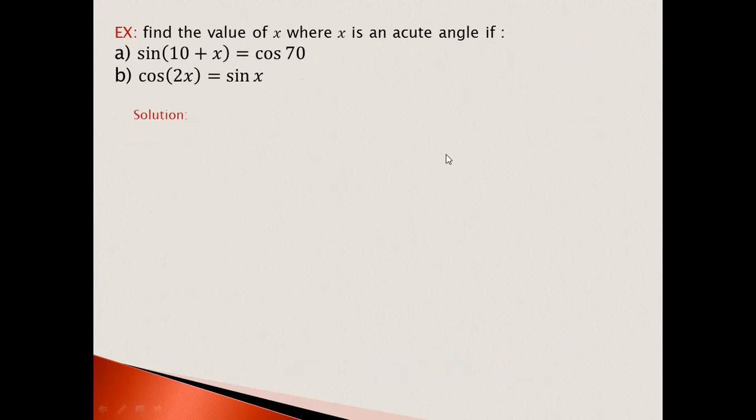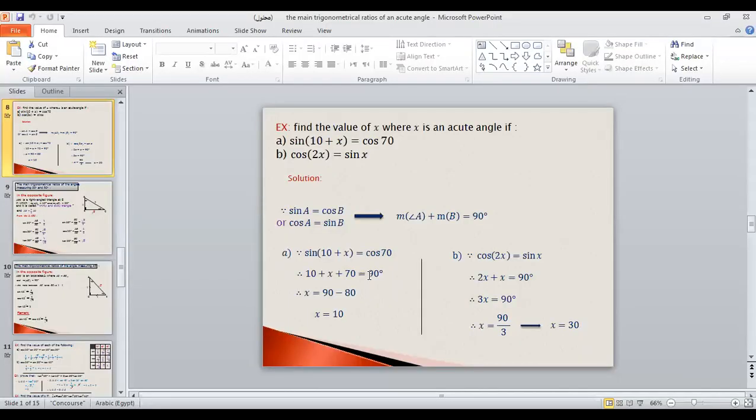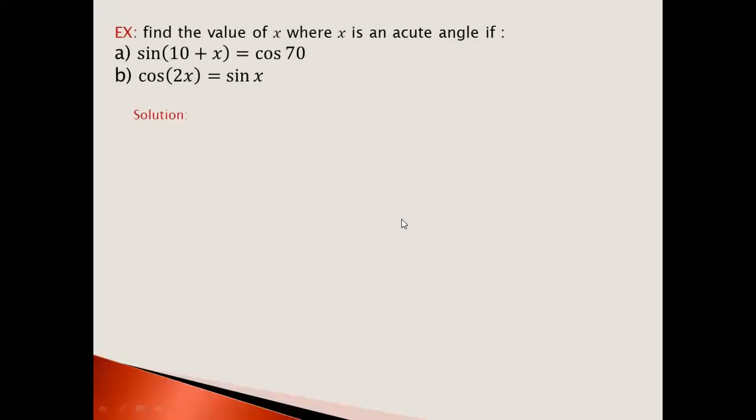Another example. Find the value of x if x is an acute angle. Number A, if sine of the angle 10 plus x equals cosine of the angle 70. And number B, cosine of twice x equals sine of x.